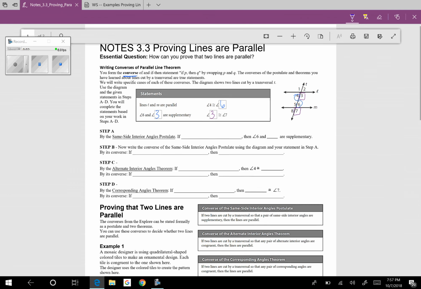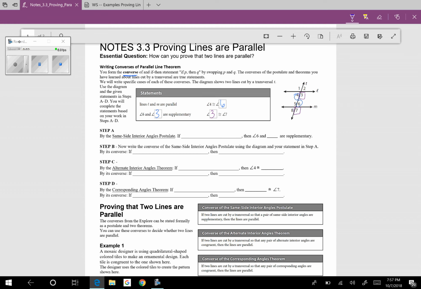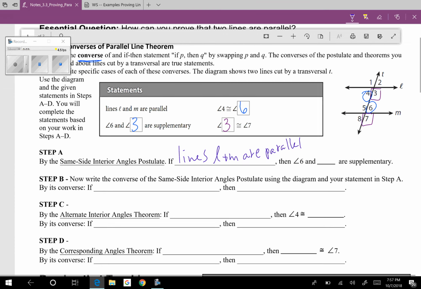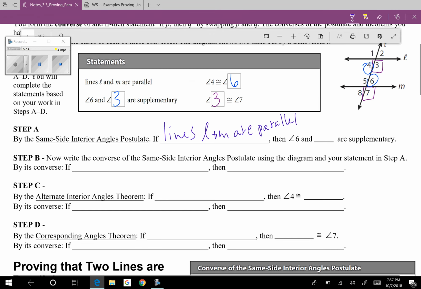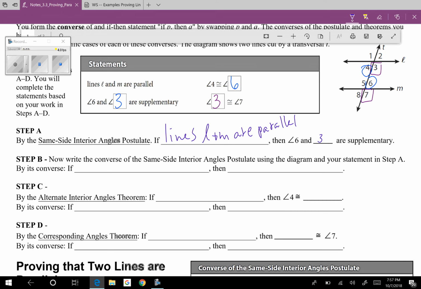All right, so step A. By the same side interior angles postulate, we know that if lines L and M are parallel, then angle 6 and angle 3 are supplementary. Okay, because why? They're same side interior angles.